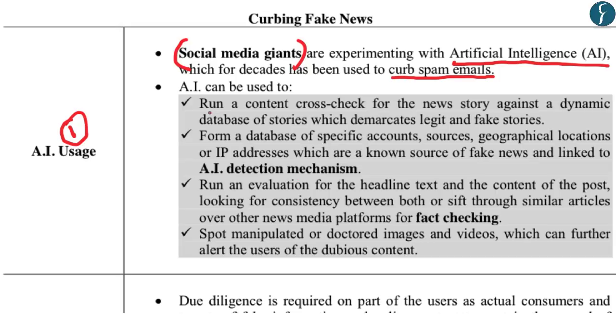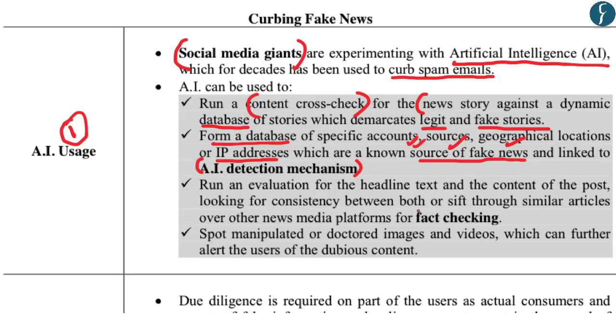Wherein artificial intelligence can now be used to run a content cross check to see whether a news story has been replicated by various newspaper databases, and this can be used to distinguish as to what is fake news and what is actual news. The second aspect is that artificial intelligence can be used to form a database which would have the specific accounts, the sources, the geographical location, and the IP addresses, which are known sources of fake news. Wherein an artificial intelligence detection mechanism can be formed that can highlight that a news or a particular comment has been shared by the specific source.